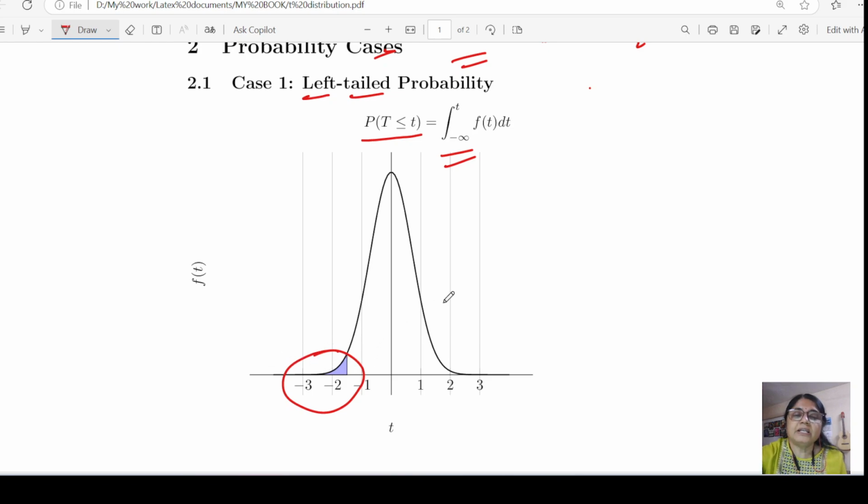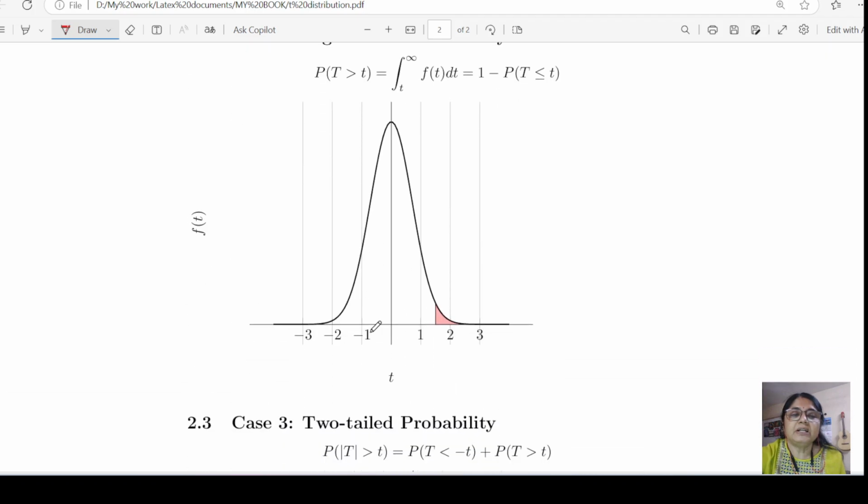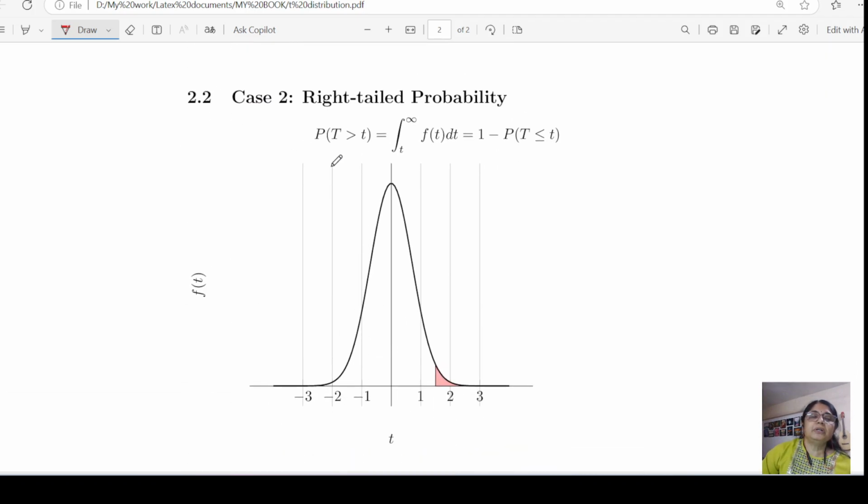In the second case, it will be right tail probability, that is probability of T greater than t, which means integration from t to infinity of f(t) dt. We can say that it is 1 minus probability of T less than or equal to t. Because the curve is symmetric, this area on this side will be the same. So if this probability is 0.1, this will also be equal to 0.1. Like that we can find the right tail probability by using Microsoft Excel.